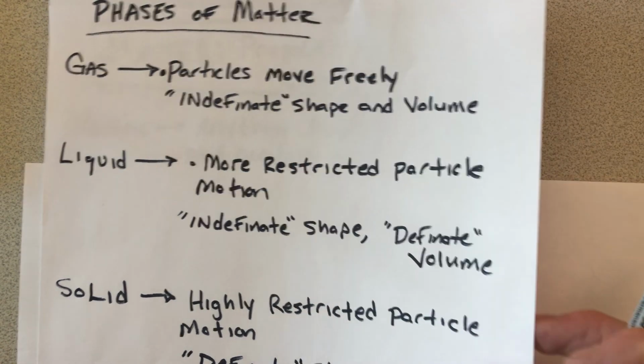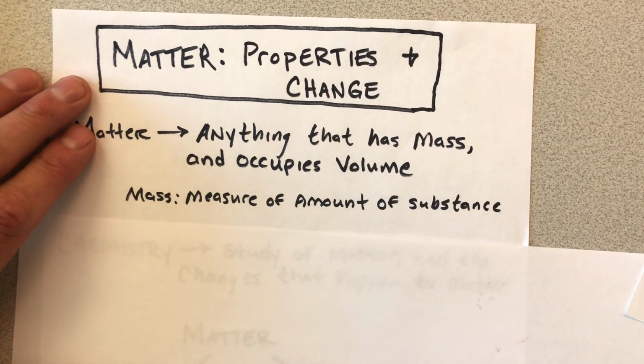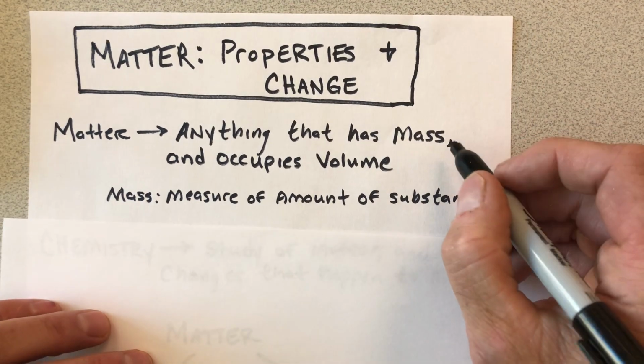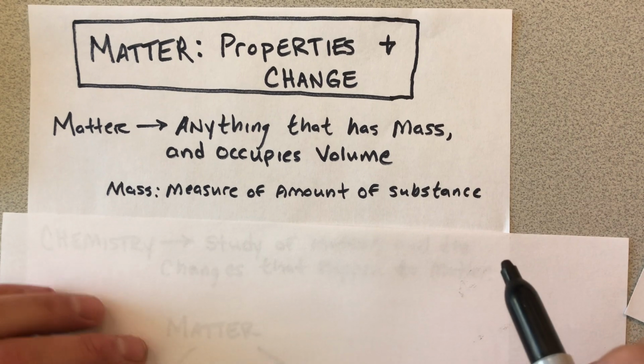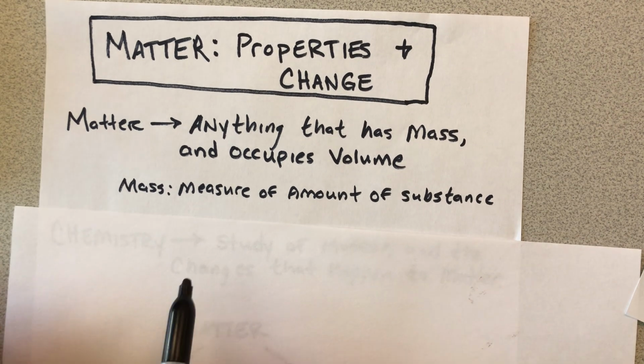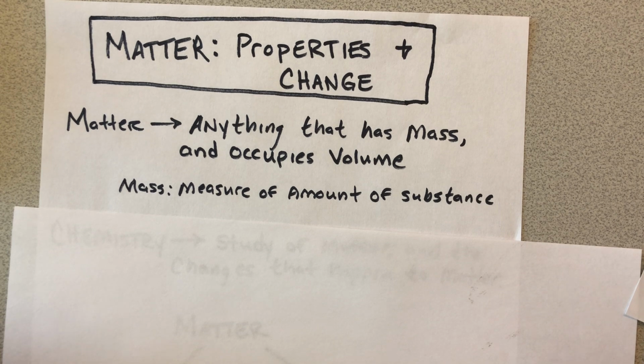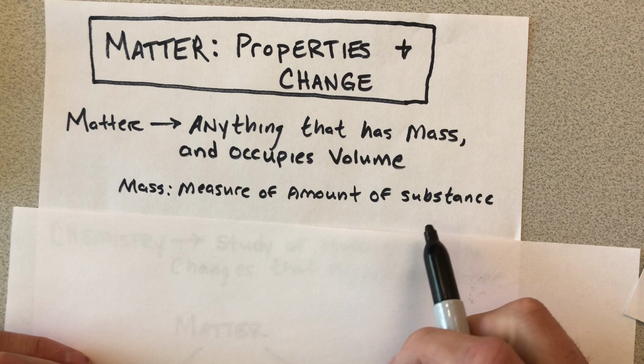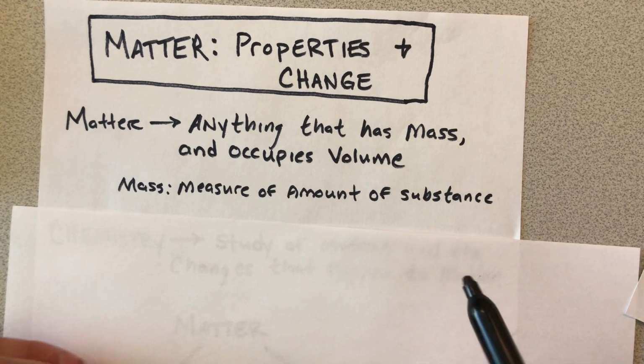And so let's talk a little bit more about matter. First, though, part of this definition is mass. And mass is just a measurement of the amount of substance present, okay? It's not to be confused with weight. Mass is a measurement of how much substance is present.